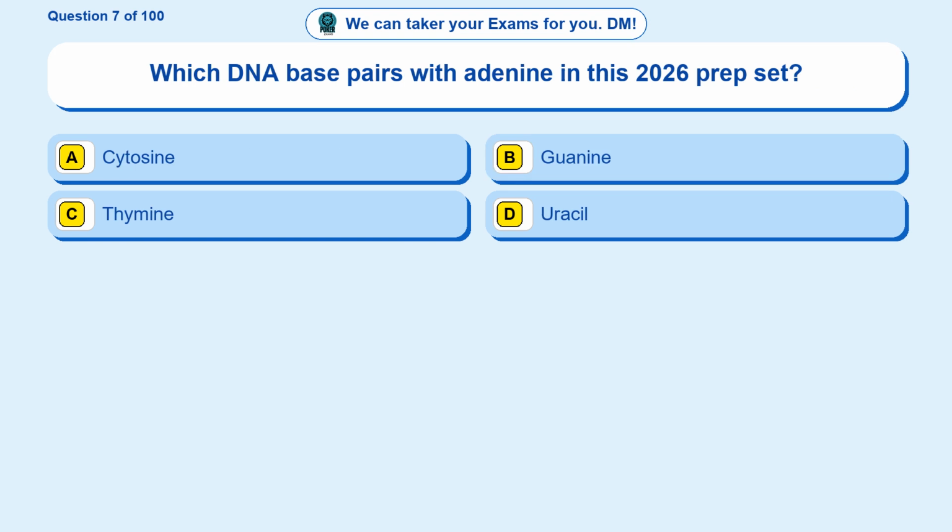Question 7. Which DNA base pairs with adenine in this 2026 prep set? Option A, cytosine. Option B, guanine. Option C, thymine. Option D, uracil. The correct answer is option C, thymine.